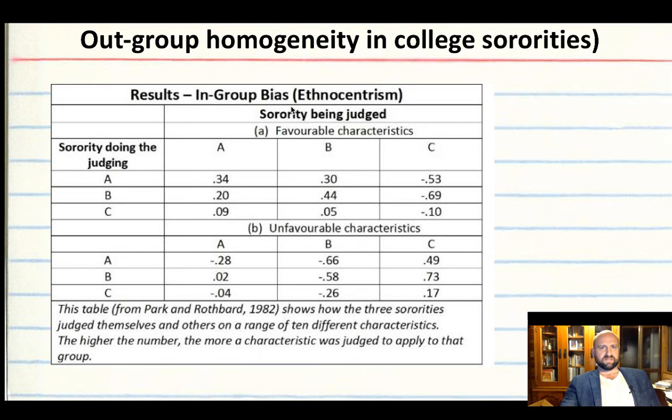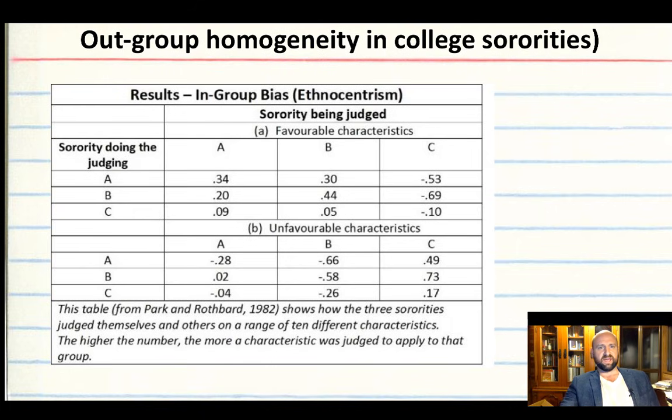Now, in-group bias. Ethnocentrism is another way of saying in-group bias, where, to put it over simply, they broke those 10 traits down into favorable and unfavorable characteristics. I can't remember which ones went into which, because based on today's standards, I'm not sure in what category some of them would fall. But anyway, favorable characteristics. The higher the number, the more they think that group personifies those things.